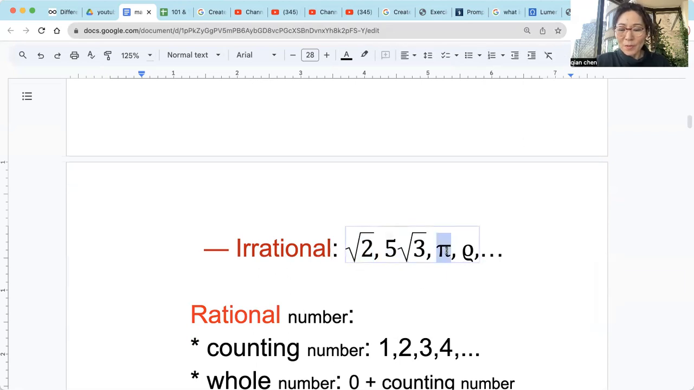Two famous numbers: pi, right, to deal with circles, and the Euler number to deal with logarithms. We use those two numbers.